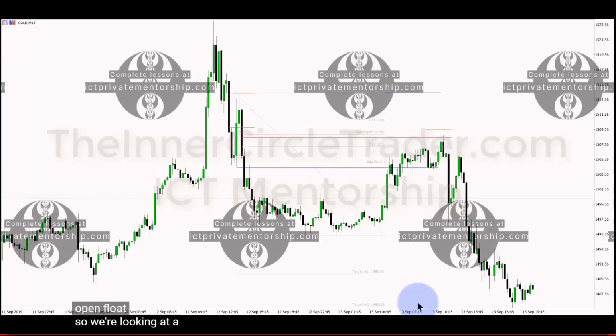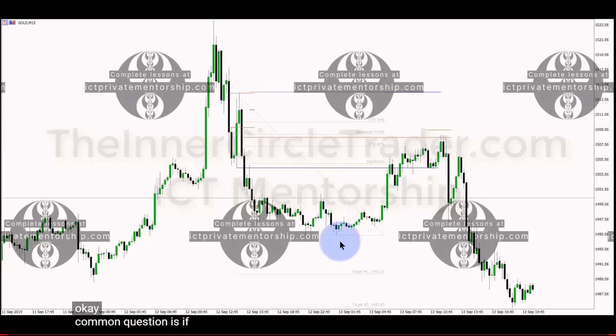So we're looking at a 15-minute time frame on the gold market, and this high here to this low here is our parent price swing. We have a lower level swing, which is this high to that low, and then we have a lower level swing within it, which is this high to this low. Okay.